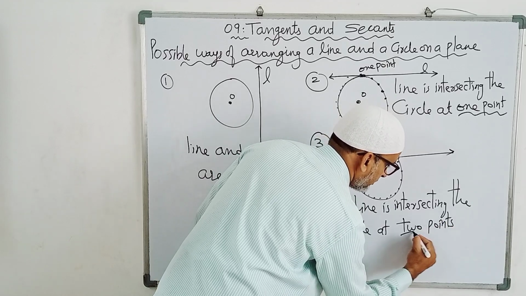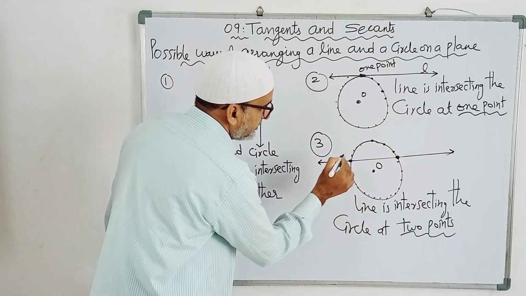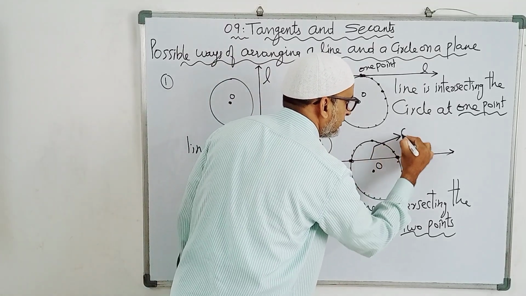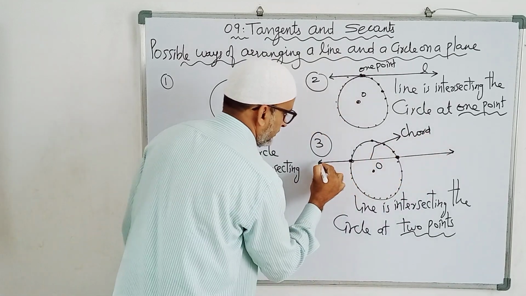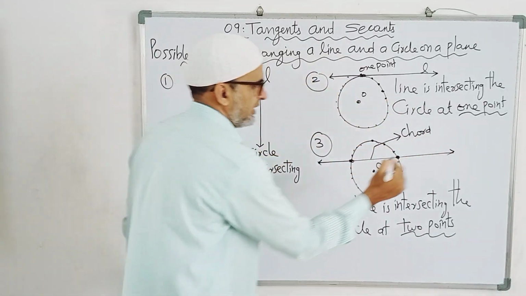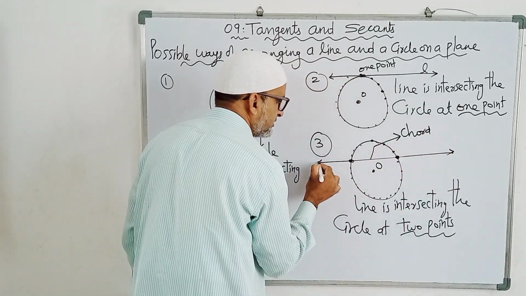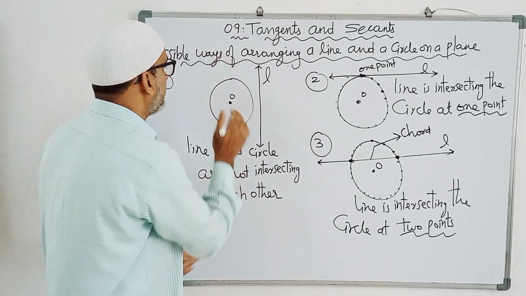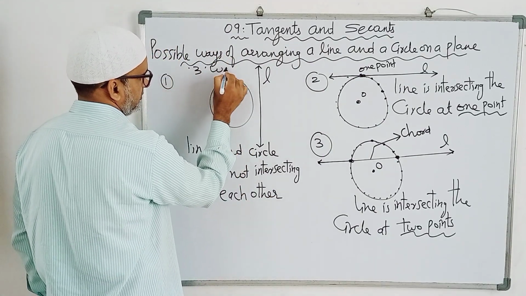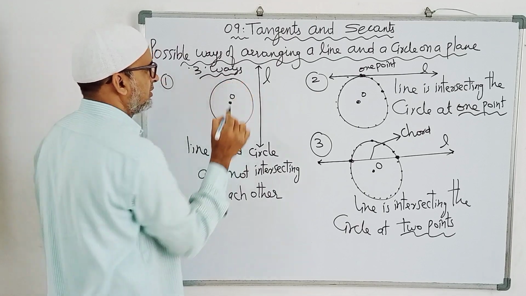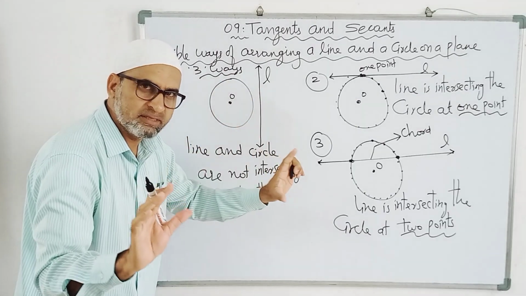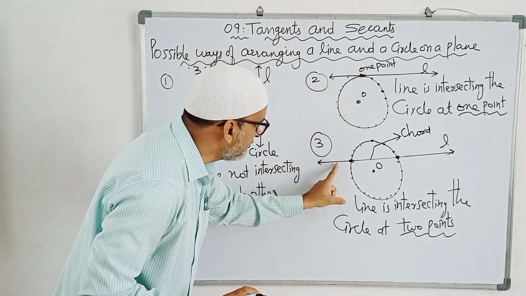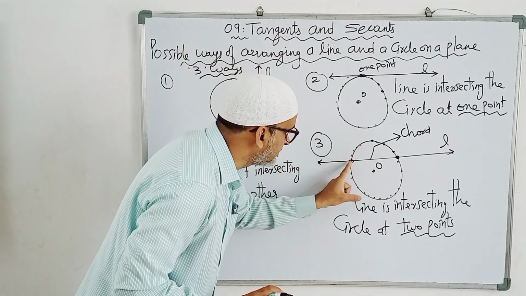Okay. Now you see, from here to here, this is called a chord. From here to here, this is the line. Line means it will be extending this side and this side. So, possible ways means how many ways? Three possible ways. Line and circle will not intersect each other. Line will intersect the circle exactly at one point. Line will intersect the circle exactly at 2 points.